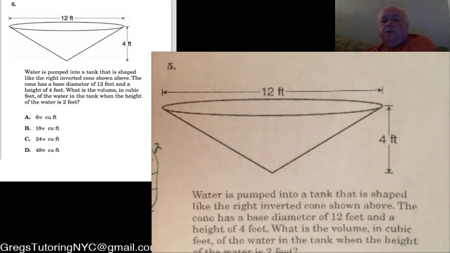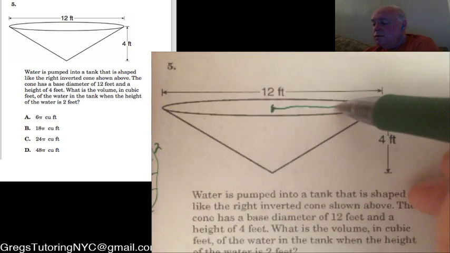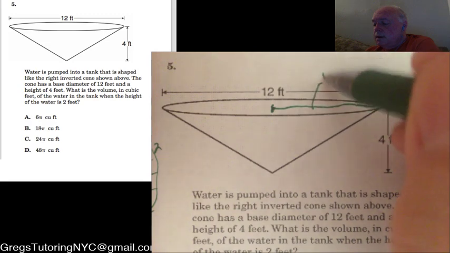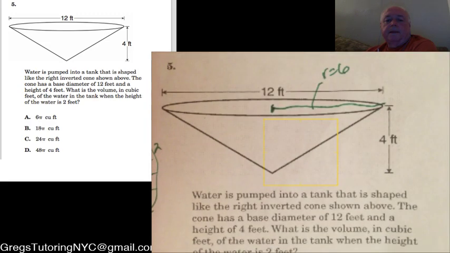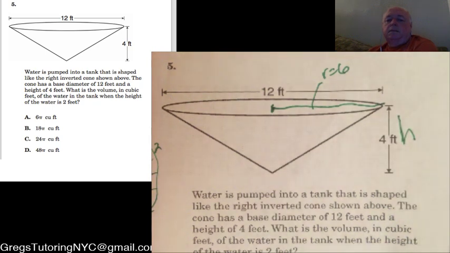So, water is pumped into a tank that is shaped like a right inverted cone shown above. The cone has a base diameter of 12 feet. So that's our 12 here. So if we go from the center over to here, our radius is 6. Okay? And a height of 4 feet. So height is 4 feet. Let me make that better, being an H. What is the volume in cubic feet of the water in the tank when the height of the water is 2 feet?